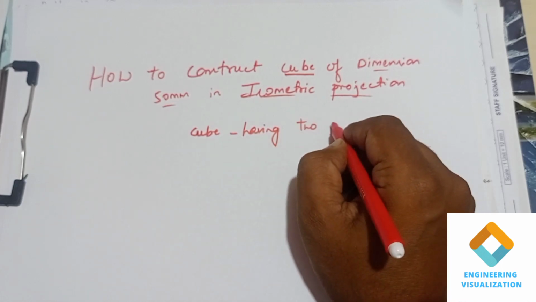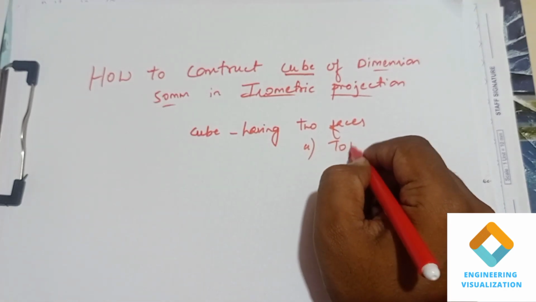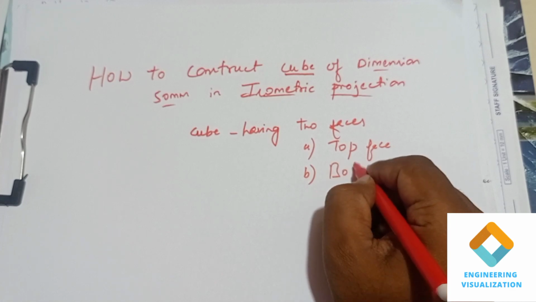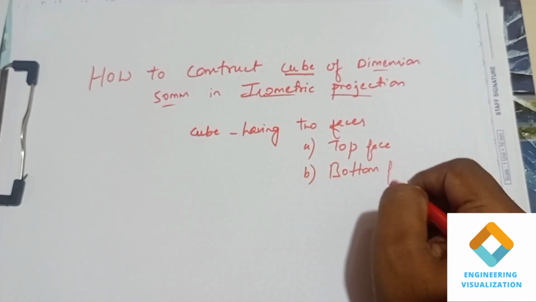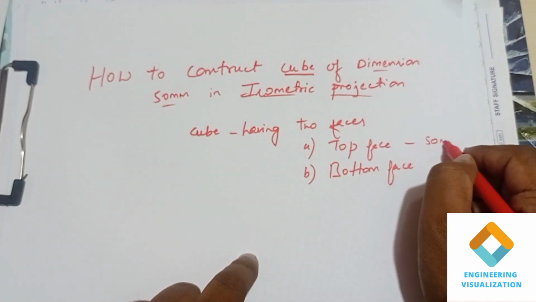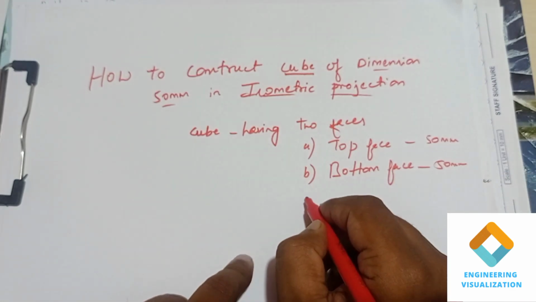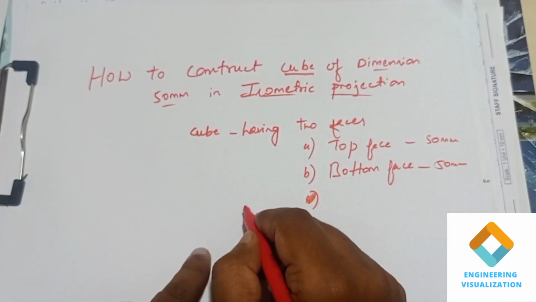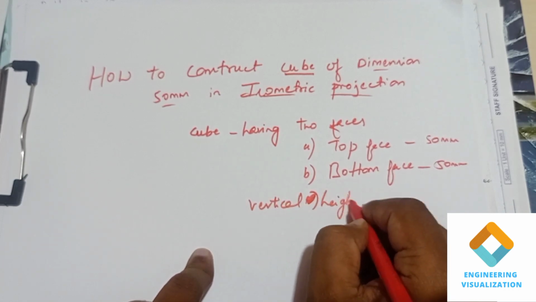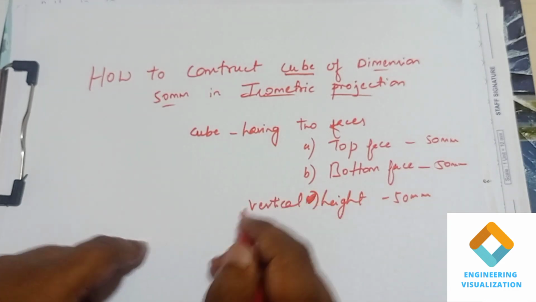It is made up of 2 faces, which we call the top face and the bottom face, connected with vertical edges. The top face we need to construct with 50 mm, and the bottom face also 50 mm. Both the top and bottom faces are connected by vertical edges of height 50.